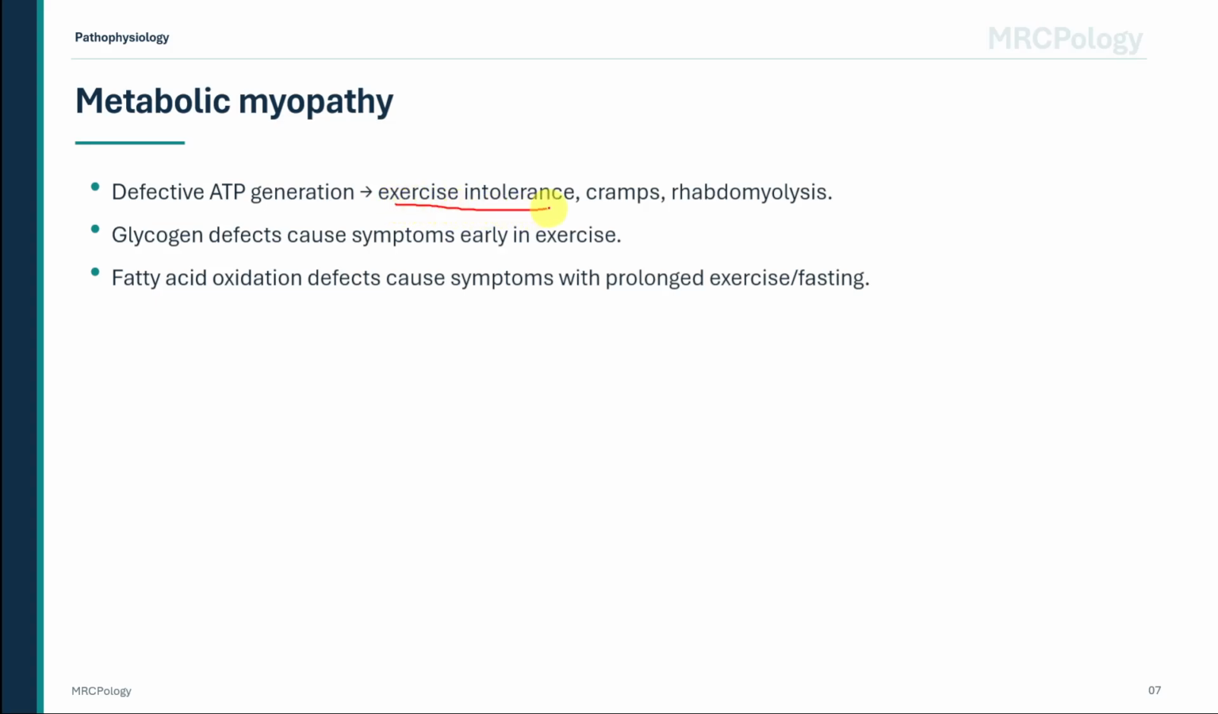Glycogen storage disorders tend to cause symptoms during brief, intense activity or early in exercise because glycogen is needed rapidly at the beginning of muscular activity. Patients may experience cramps, contractures, or myoglobinuria after sprinting, climbing stairs quickly, or lifting heavy objects.